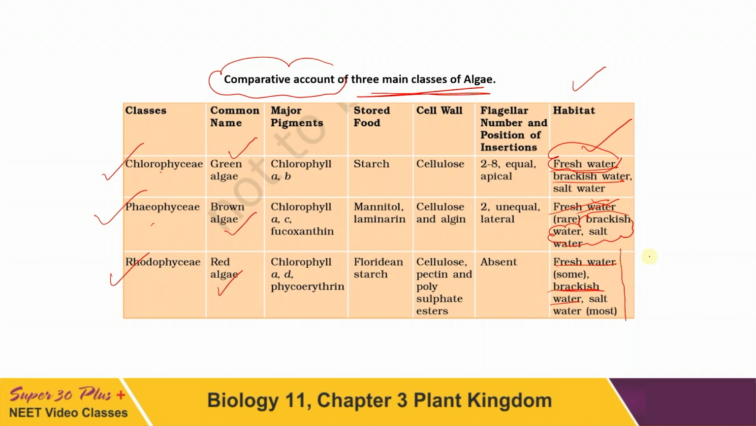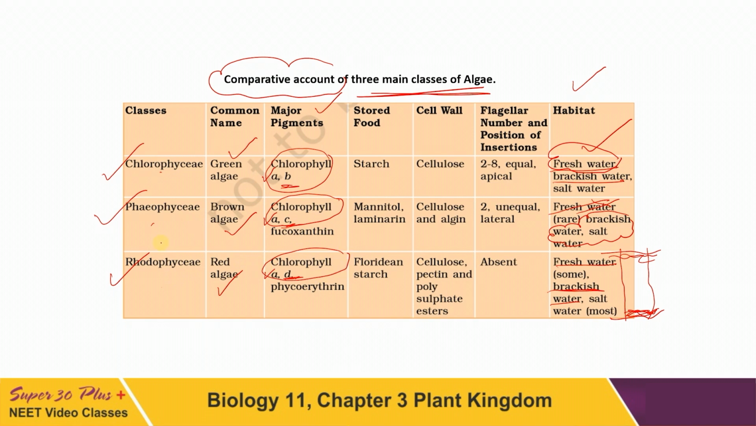And remember, these red algae may be on the surface of the water body, or they may be at the bottom of the sea. That is about habitat. Come to the major pigments. I can recall; can you recall it now? Chlorophyll a, you know, is found in all. Chlorophyll a, chlorophyll a, chlorophyll a. Then chlorophyll b here, chlorophyll c here, chlorophyll d here. Chlorophyceae has chlorophyll a and b. Phaeophyceae has chlorophyll a and c. Rhodophyceae has chlorophyll a and d.